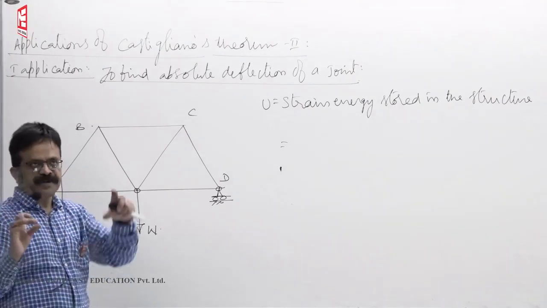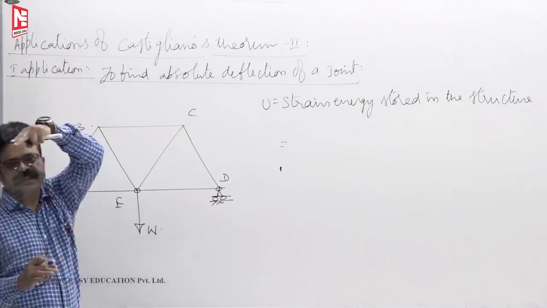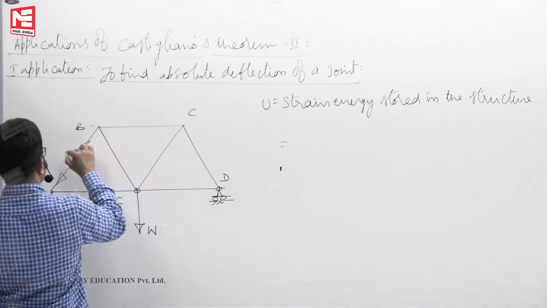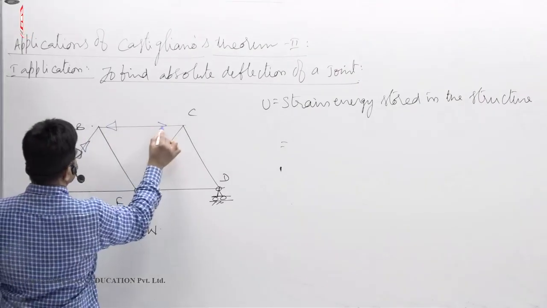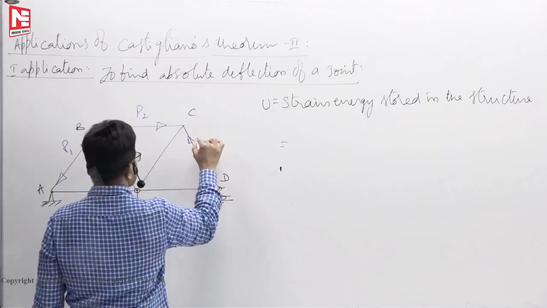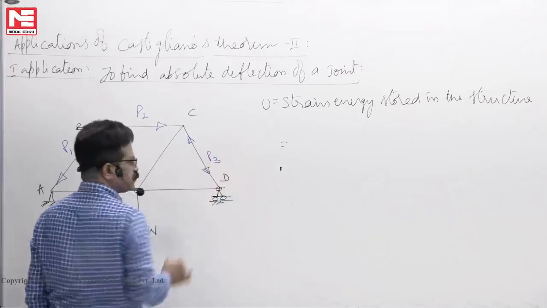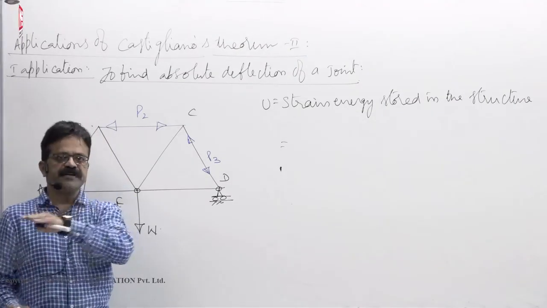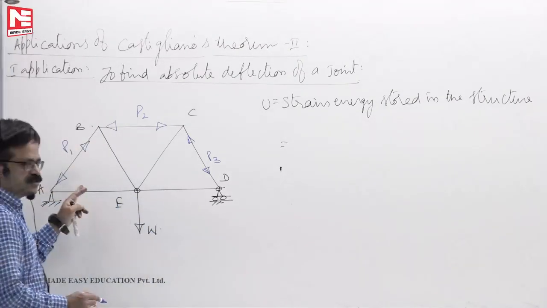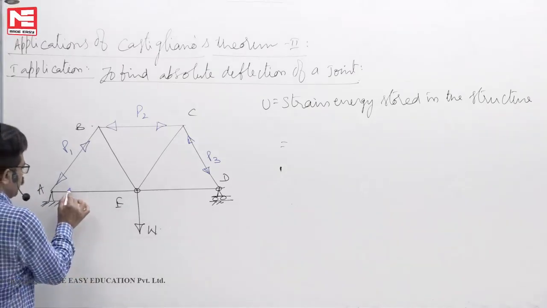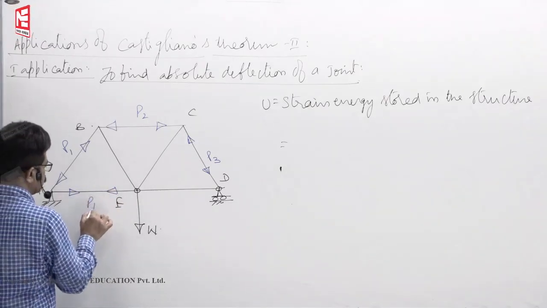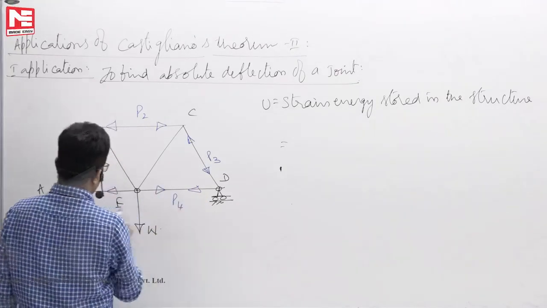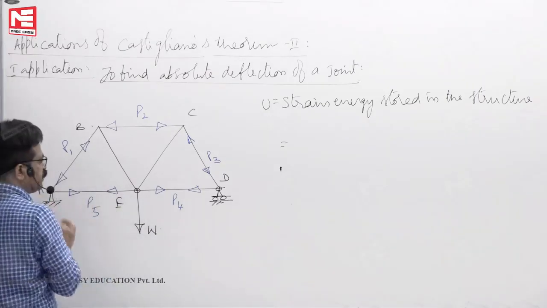In a simply supported beam, when you load it, the top chord is under compression. Here also all top chord members are under compression. Let us say these forces are P1, P2, P3. In a simply supported beam, the bottom fiber is under tension when loaded. Similarly, in a simply supported truss, all bottom chord members are under tension: P4, P5, like this.